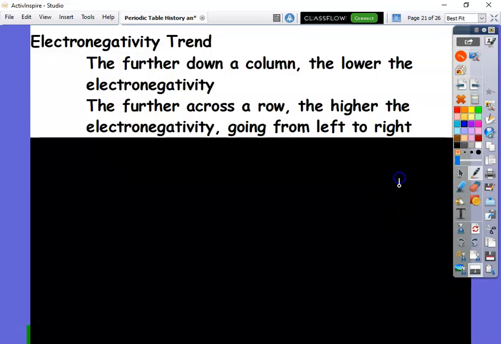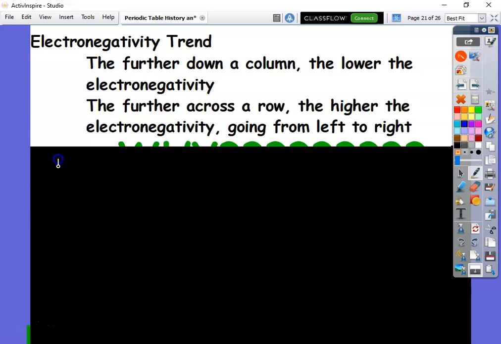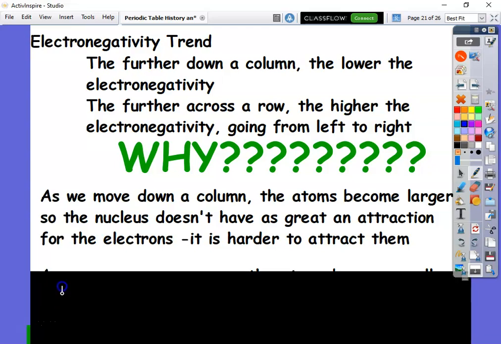First, just stating the trends: the further down a column, the lower the electronegativity, or the lower the ability for an atom to attract new electrons to itself. And the further across a row, going from left to right, the higher the electronegativity value is. So the atoms of elements on the right of the periodic table are more likely, when they're already bonded, to attract new electrons to themselves. Now we need to think about the why.